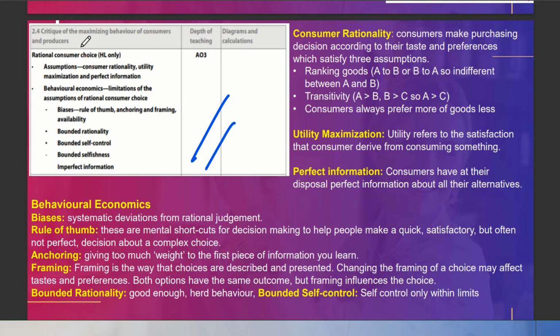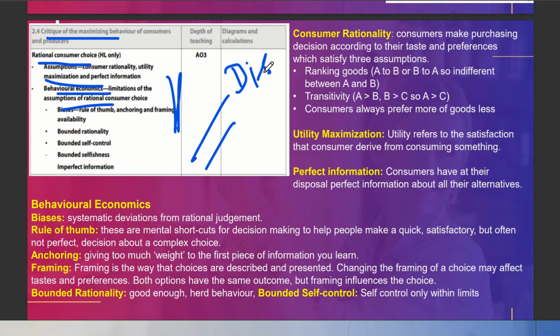Okay, now we'll move on. Critique of the maximizing behavior of consumers and producers. So rational consumer choice. Rational consumer choice means what? This is the first one. Rational consumer choice is based on certain assumptions and certain limitations. So both things are there. That's the reason they can ask a question.